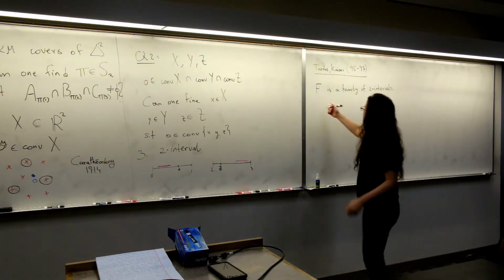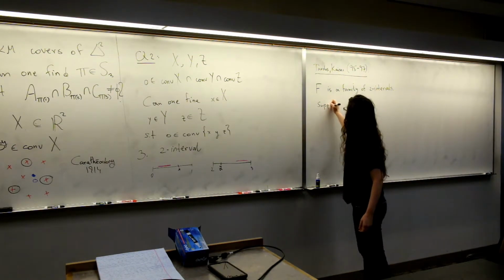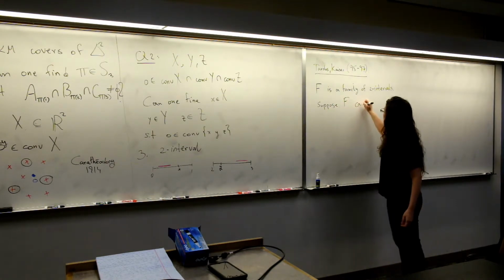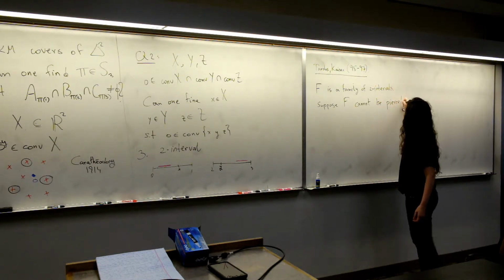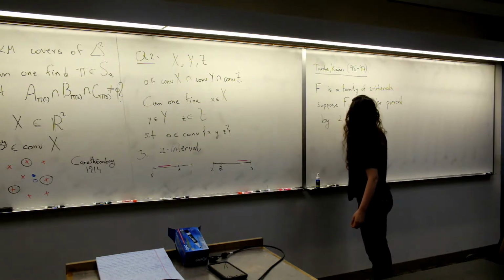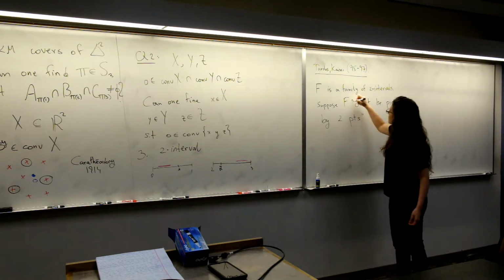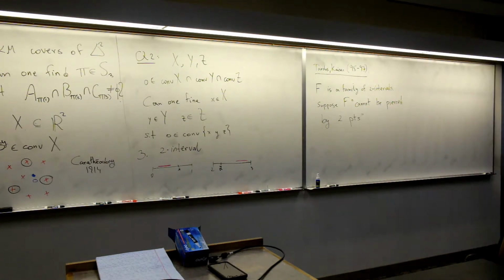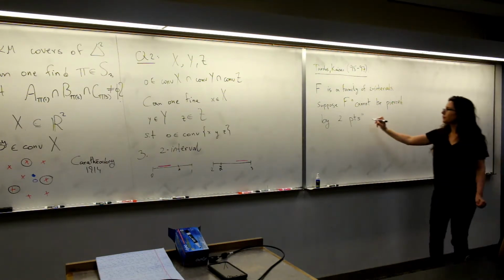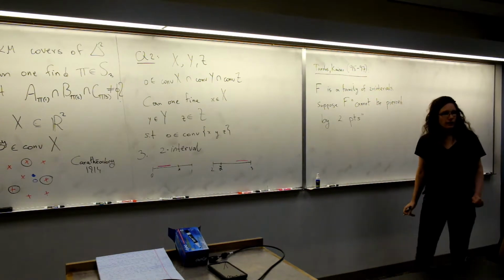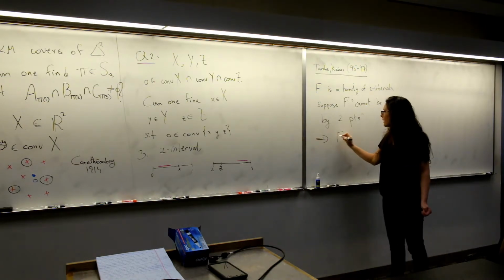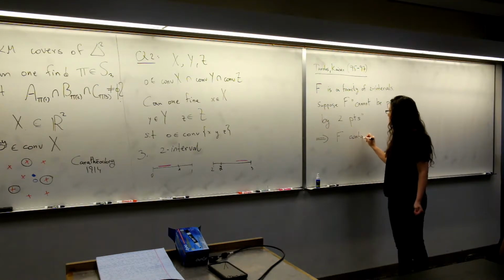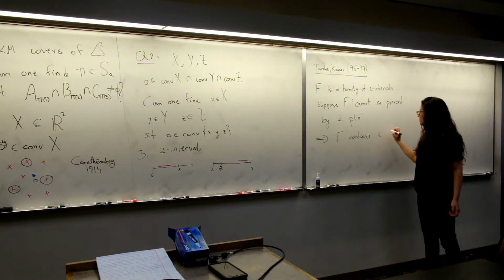So we say in this case, suppose F cannot be pierced by 2 points. Okay. Then the theorem of Tardos and Kaiser promises us that we must have that F contains two disjoint 2-intervals.